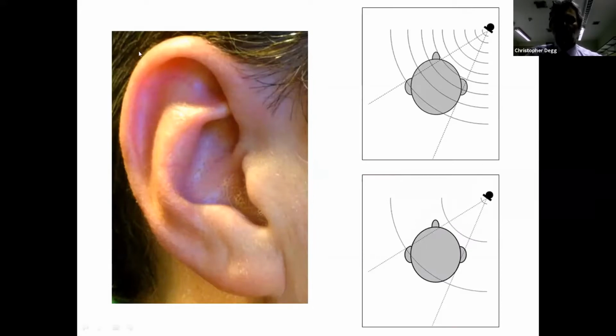Now, the shape of the outer ear is useful because that modifies the sound as it comes in. And this shape allows us to tell the difference between up, down, front, back. So that's how we localize sound above us, below us, in front of us, or behind, is the shape of the 2 ears.